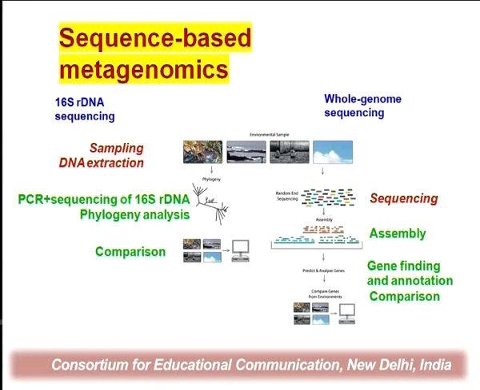Same way in whole genome sequencing, we will do the sequencing and then we will assemble, we try to find out the genes and then we compare. The two data sets will be different and will have different applications and different implications in the metagenomic data analysis. So let's look at them in a little more detail.